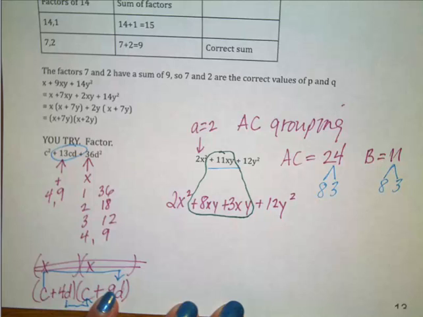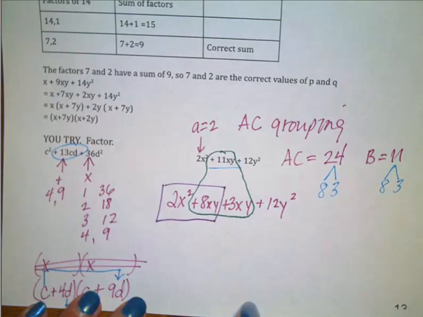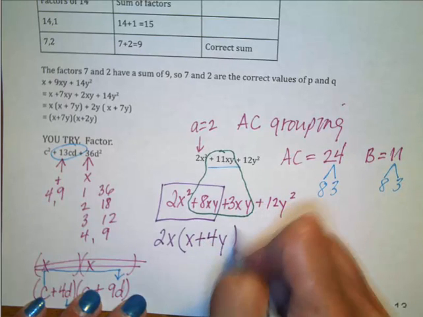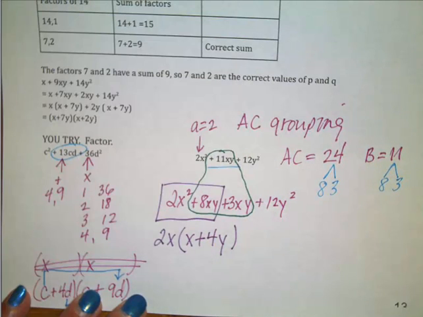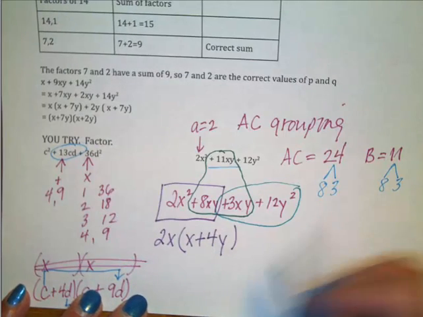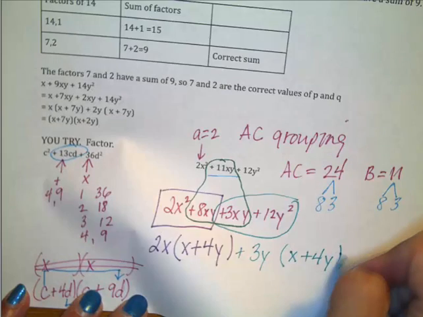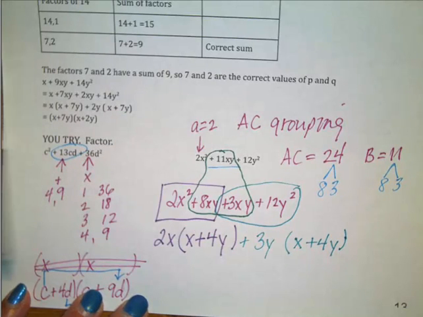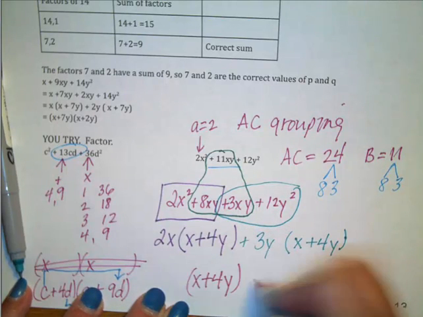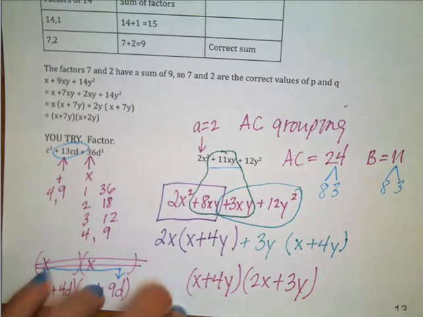All right, so now we're going to group them. So we're going to use the first two, and the GCF is 2x, so we have x plus 4y. Then we are going to use the second two, and your GCF is 3y. Notice they have the x plus 4y in common. And our new factor is 2x plus 3y.